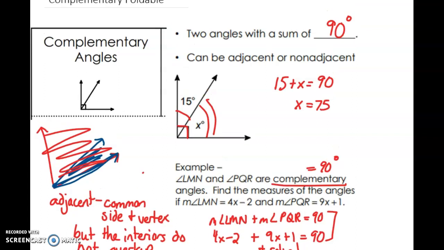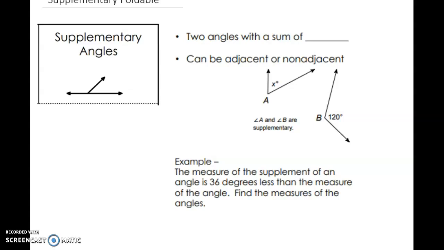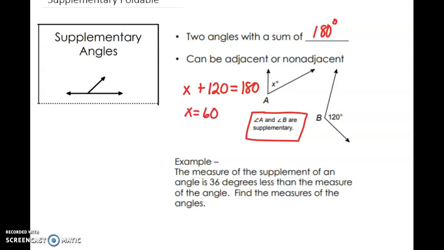So let's go ahead and look at the supplementary tab. So supplementary are two angles with a sum of 180 degrees. So when you see supplementary, that says, hey, those add up to 180. So here we have an example of non-adjacent angles. They are supplementary. So we know that x, or angle A, plus angle B, which is 120, equals 180. And we know that because they said angle A and angle B are supplementary. So then you could subtract the 120 and find out that x is 60.